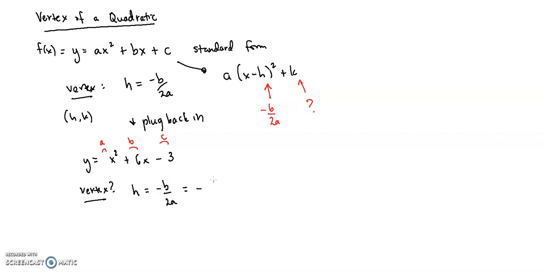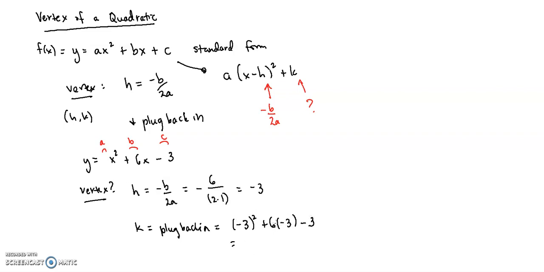So we see that b is 6, and then a is 1. So I'm going to have negative out front, 6 over 2, that's going to give me -3. So the h part of my vertex, the x-coordinate, is -3. And then to find the k, I'm going to plug it back in. So I'm going to plug it back into the equation.